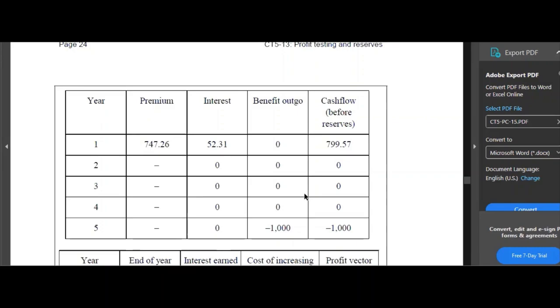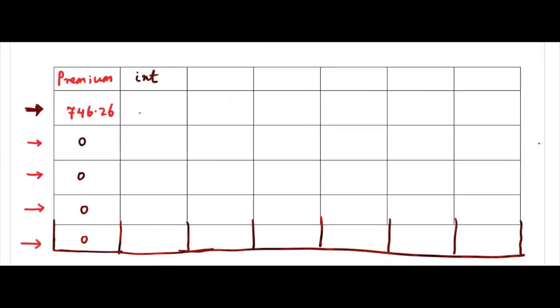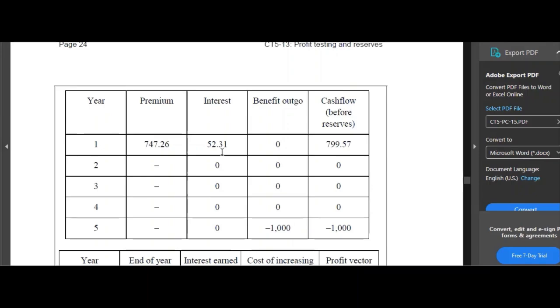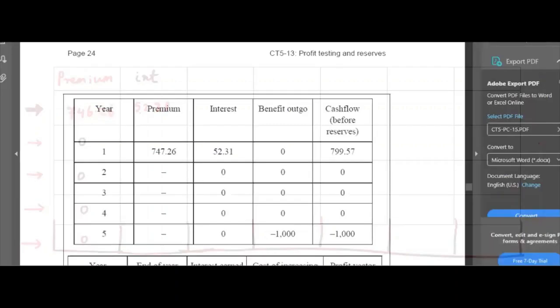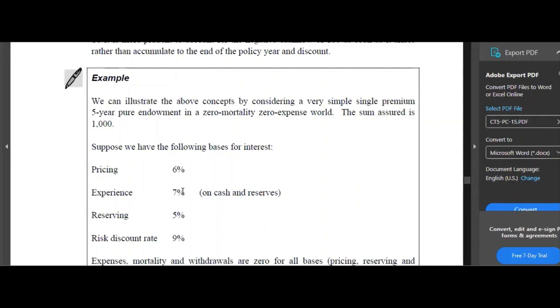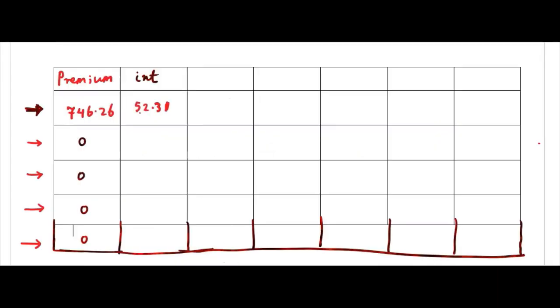We are doing the second table. Let me complete the first table. So in the first table there is no reserve anyway, we will not use. We don't keep any reserve, okay? So interest you can find at 7%, it will be 52.31. This is experience, meaning really you deposit money, you do it, okay? That is your experience. So 7%, you see 7% they have given, I showed you 7%. That is done, okay?